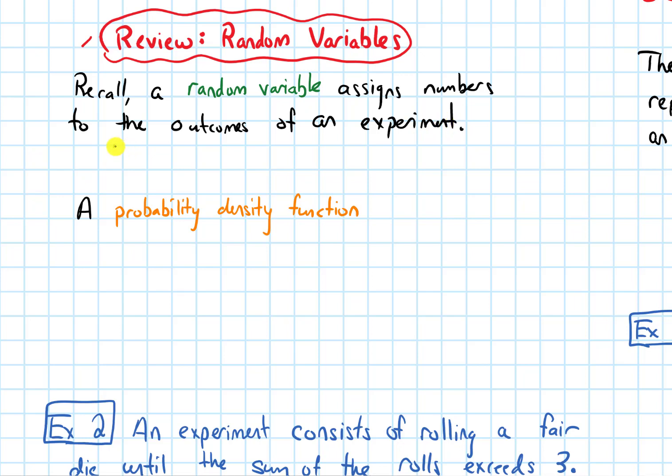So for example, let's say that x was our random variable. We usually use capital letters to denote them. And let's say that this represents the number rolled on a 6-sided die. So that would be an example of a random variable. So the values of x here would be any of the integers from 1 up until 6.